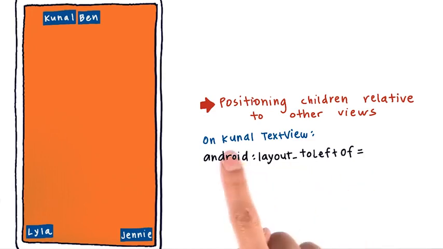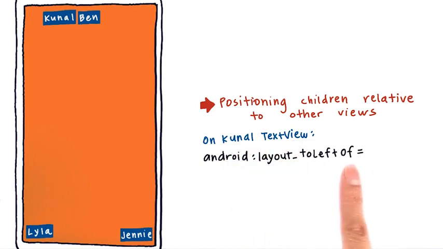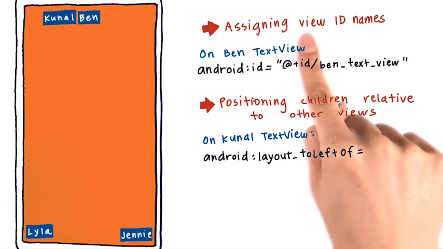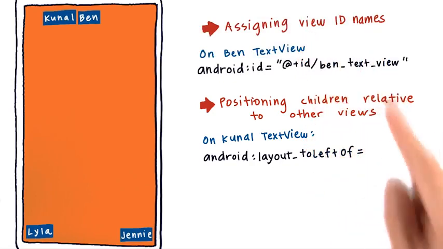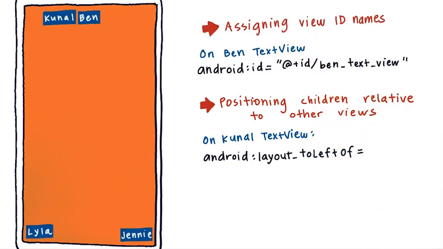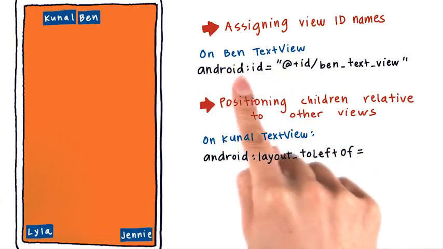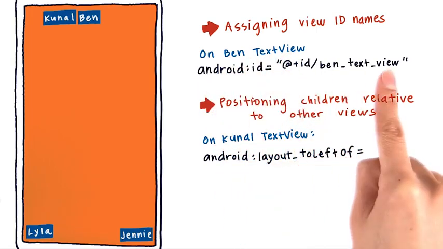This means that the Kunal text view should be to the left of some view. And the way we specify some view is to use view IDs. We can assign view ID names to any view. They don't have to be specifically just for relative layout. They could be located within a relative layout or a linear layout, or any other view group. So on the Ben text view, we can add this attribute android:id. The value of it is the ID name.